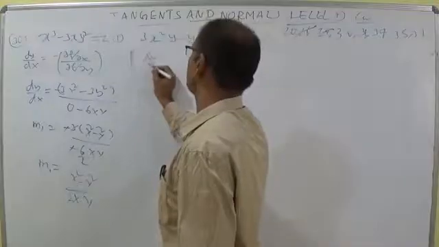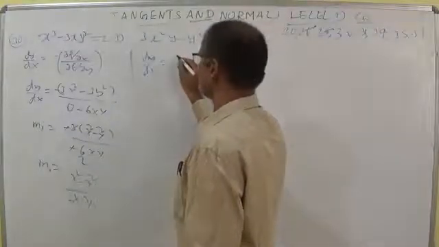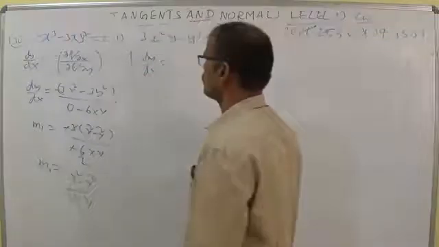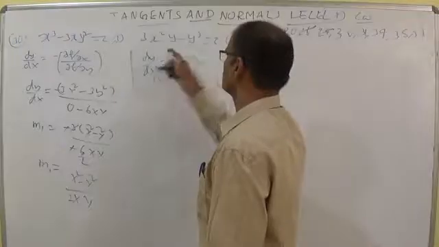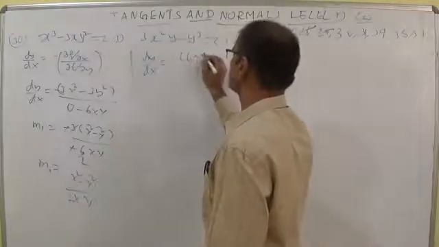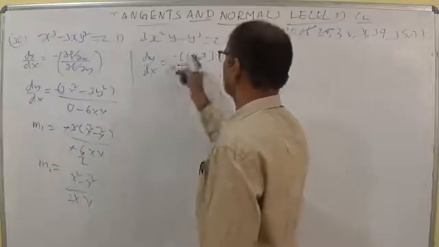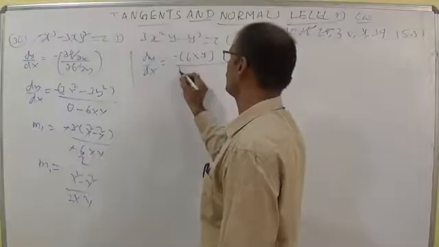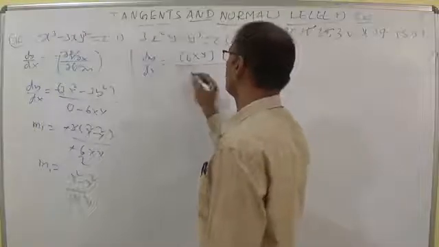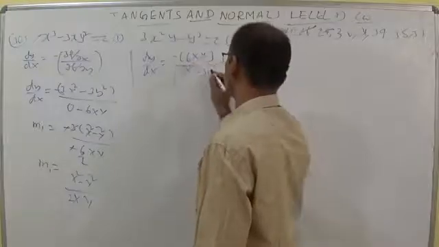Here you write dy by dx, as the same formula: minus dou f by dou x divided by dou f by dou y. What is dou f by dou x here? The derivative of x square gives 6xy, minus, you don't write y cube here because it is a constant. For dou f by dou y, now what is the derivative? Now we are calculating the derivative of y, it becomes 3x square and this is minus 3y square.